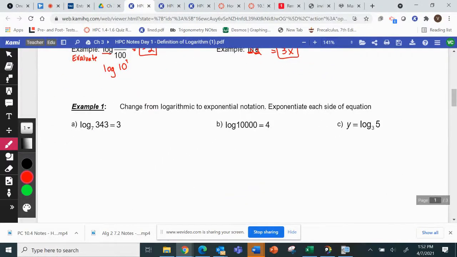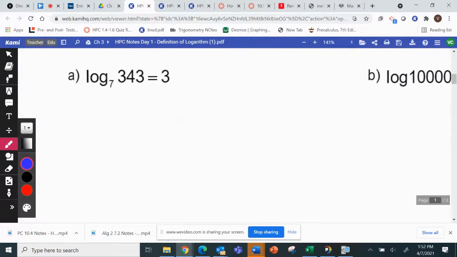Okay, so for example 1, change from logarithmic form to exponential notation. We're going to do something called exponentiate each side of the equation. You are not solving. It does not say anything about evaluating. It does not say anything about solving. It says change the form. So what I'm doing here is not a real life application. This is just practice of changing forms so that you could apply it to a real life application later.